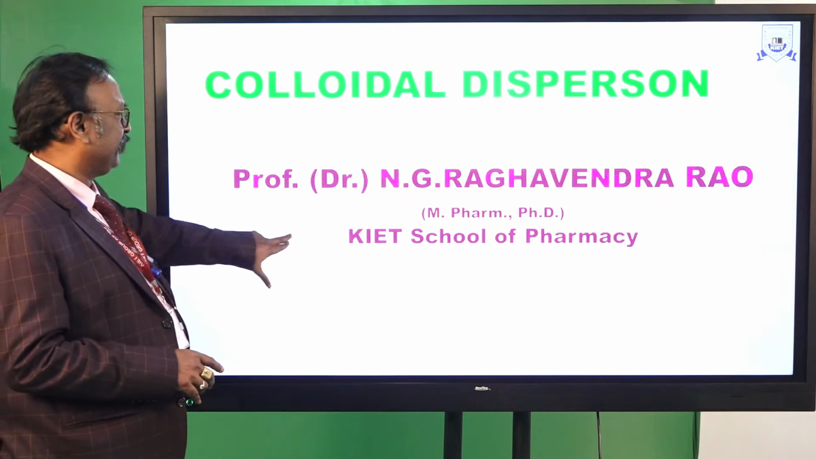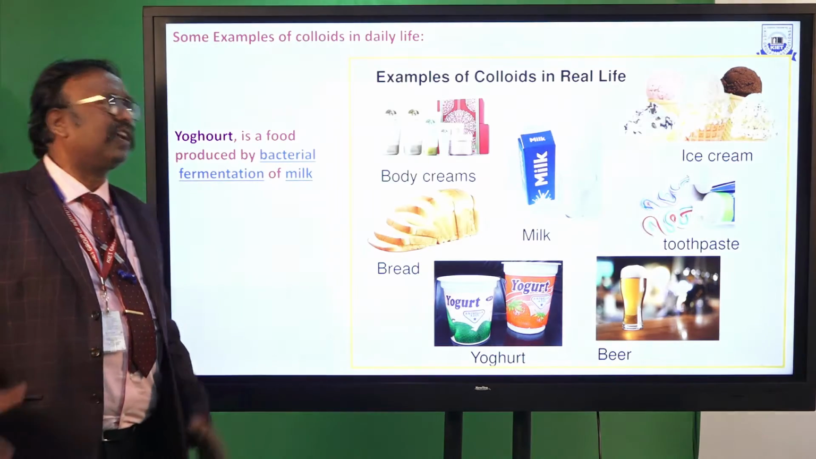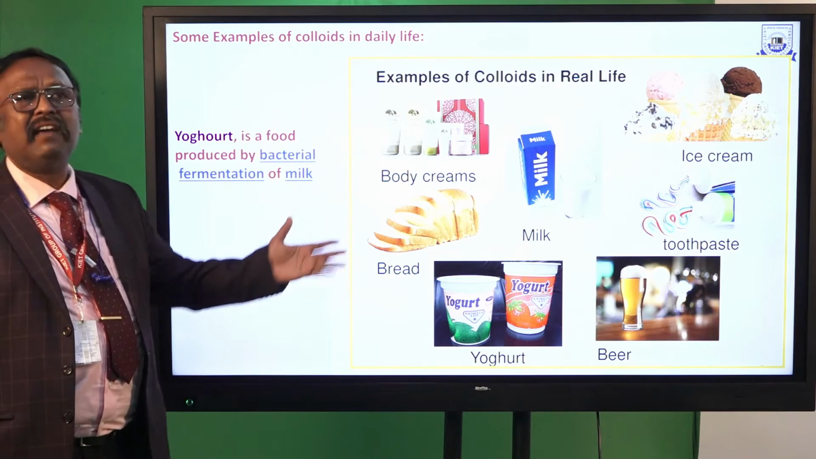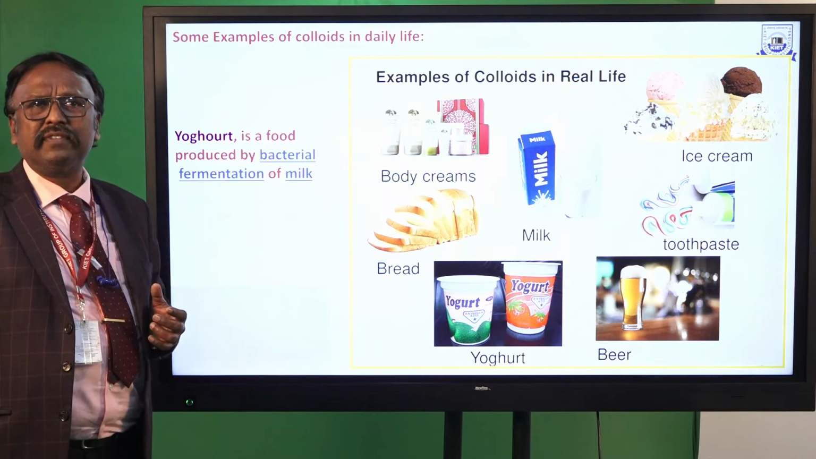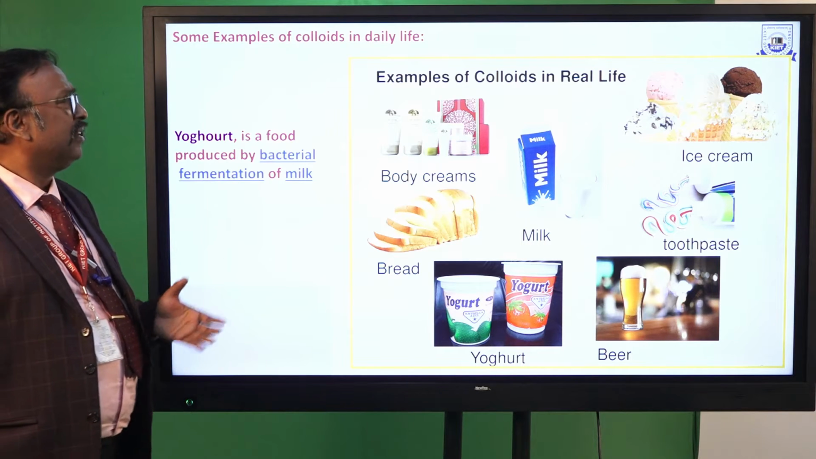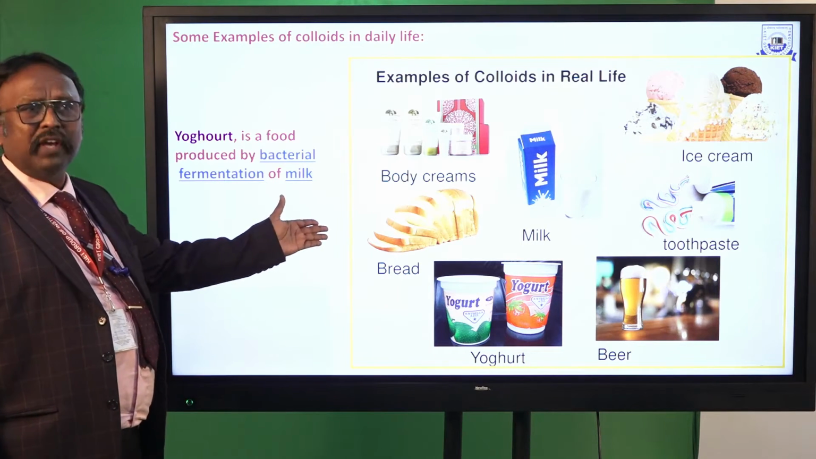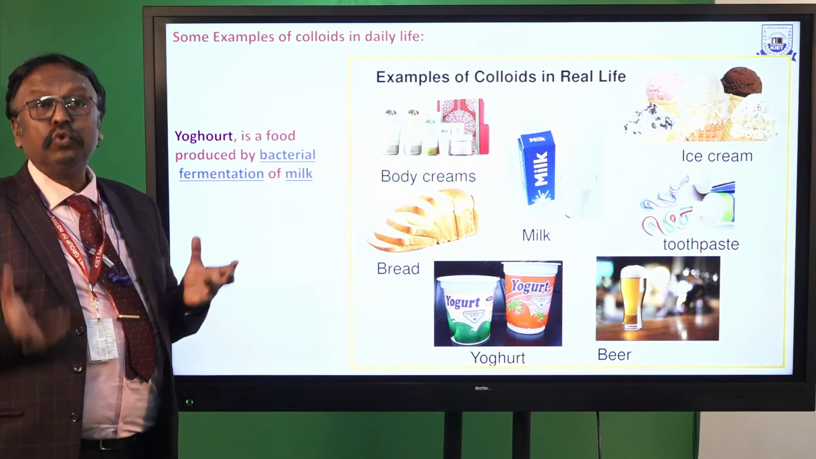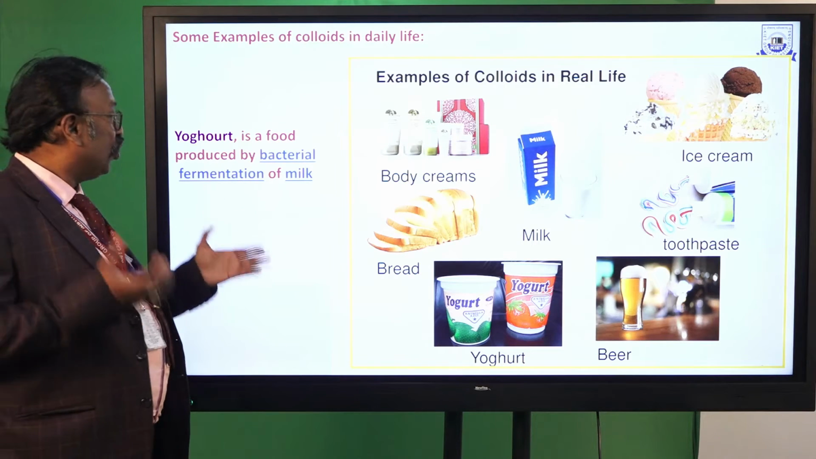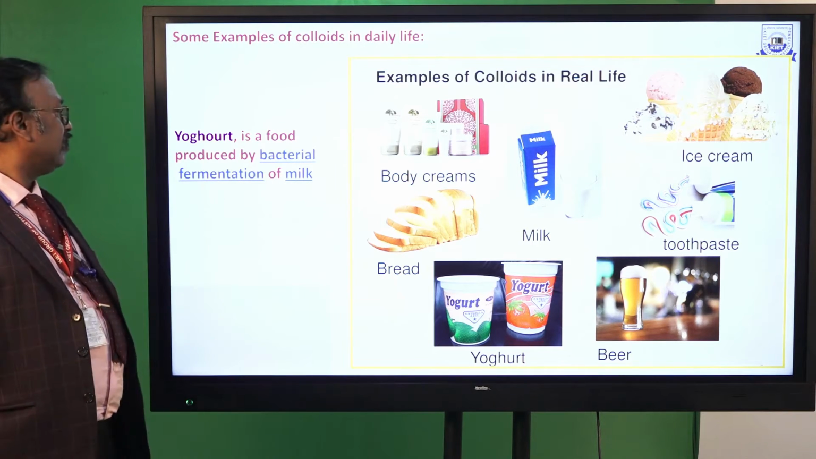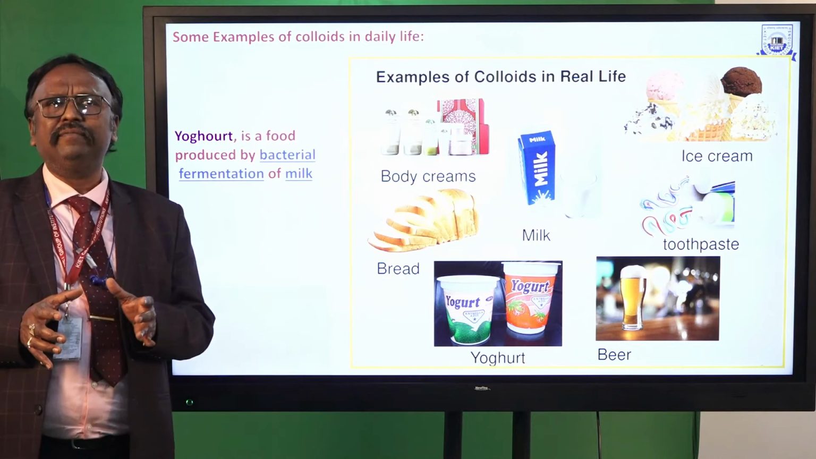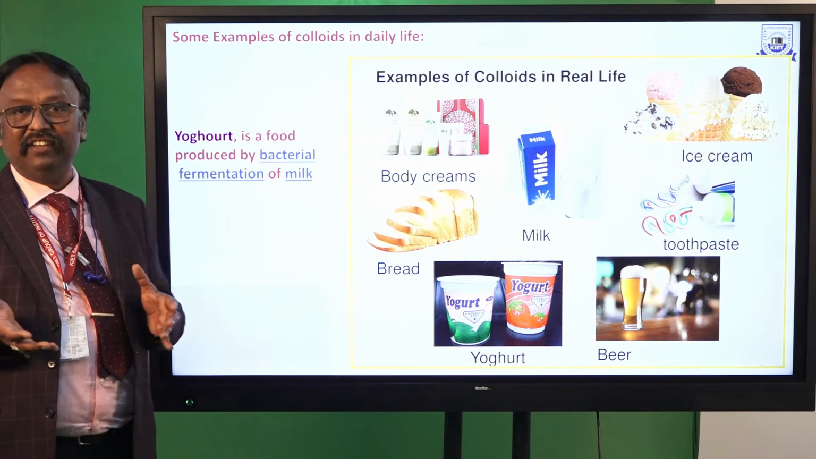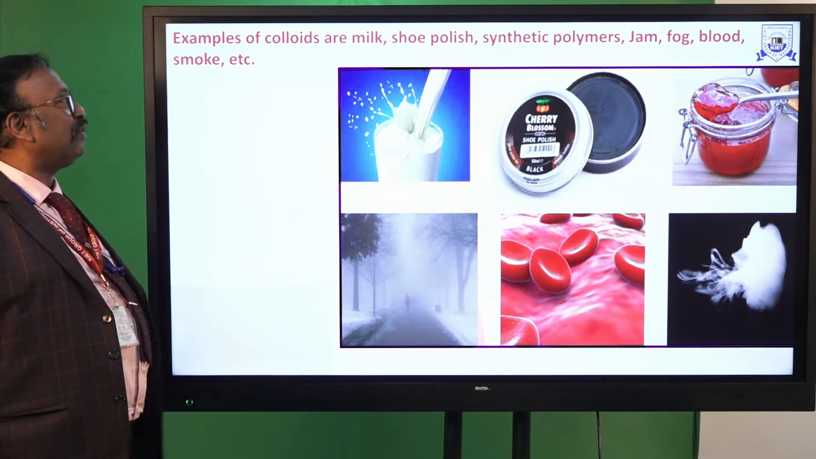For example, in daily life there are so many examples. There are body creams. These are some examples of colloidal dispersions that we use daily. What we take today morning for breakfast: bread, milk, ice cream, toothpaste, beer, yogurt. Yogurt is a food produced by the bacterial fermentation of milk. These are all different examples of colloidal dispersions in daily life. Not only this, some other examples are also there.